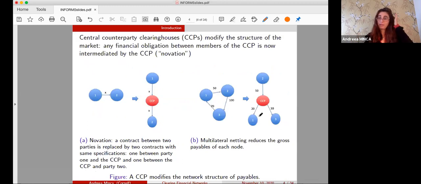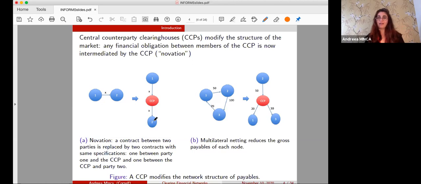So what is a clearinghouse? A clearinghouse is going to modify the structure of the market. So if you have, before the clearing, an obligation, say from 1 to 2, and this obligation is of a certain amount X, which is not necessarily deterministic, so this can be a contingent claim, well, this is going to be replaced, in what we call novation, by two contracts, one between the first counterparty and the CCP, and the second one between the CCP and the second counterparty. So this will happen for every contract.